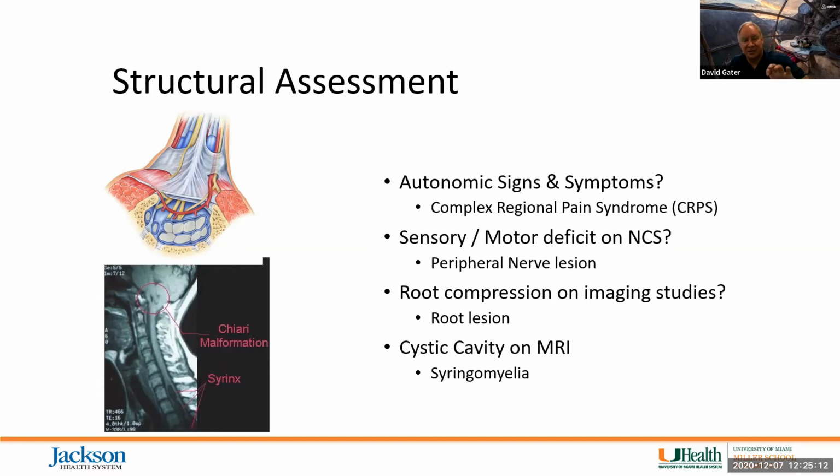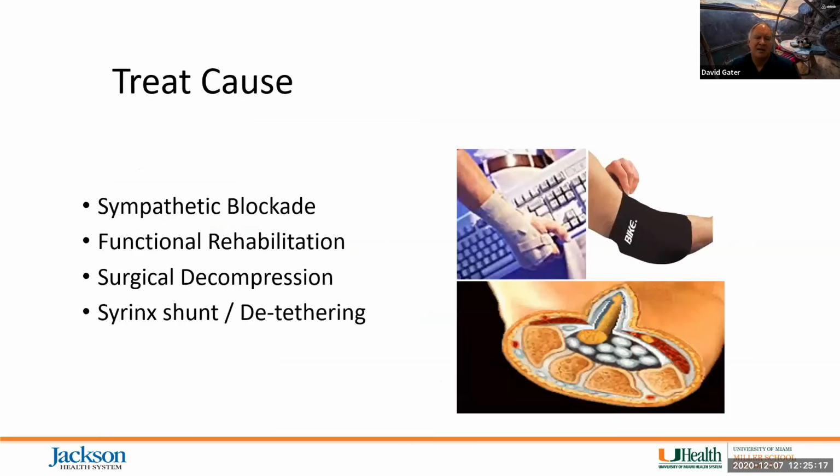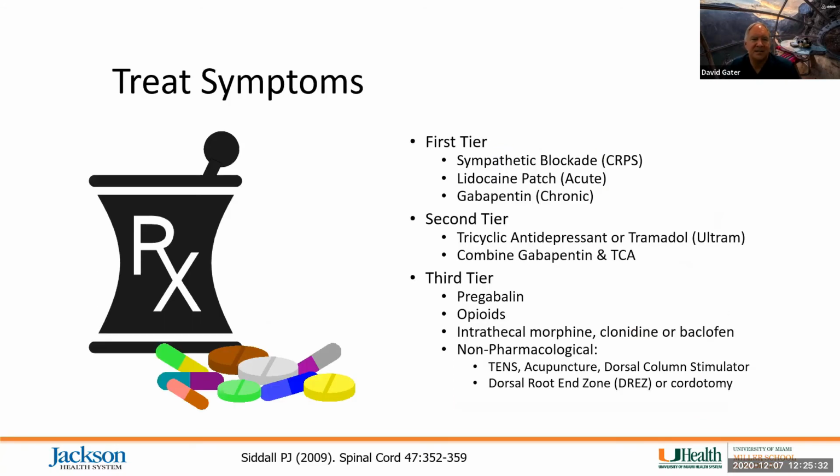So looking at the structures that could be contributing to particularly neuropathic pain, and then when possible, treating the cause. Using sympathetic blockade for complex regional pain, looking at functional rehabilitation strategies, providing surgical decompression and detethering as necessary. So then they talk about different sets of tiers. The first tier has to do with sympathetic blockade using lidocaine patch for acute consideration of particularly neuropathic pain, and then gabapentin if more chronic, or pregabalin.